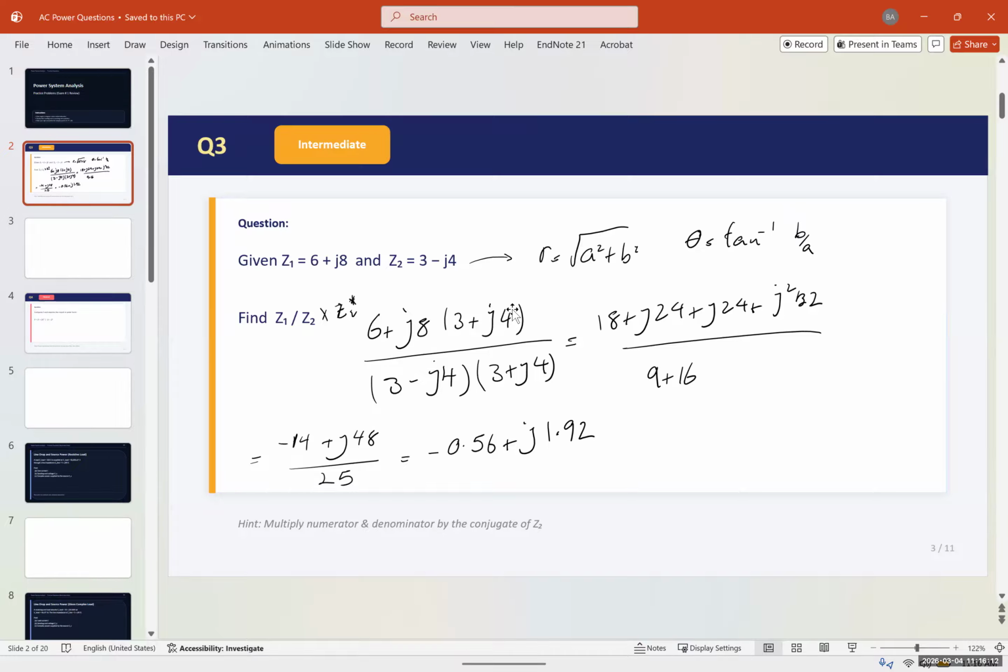Another way, again, is, for me, this is the easier way, but some students prefer to convert it to phasor and then divide it. Obviously, when you divide r1 with the angle theta 1 by r2 with the angle theta 2, it's going to be r1 over r2 with the angle theta 1 minus theta 2.